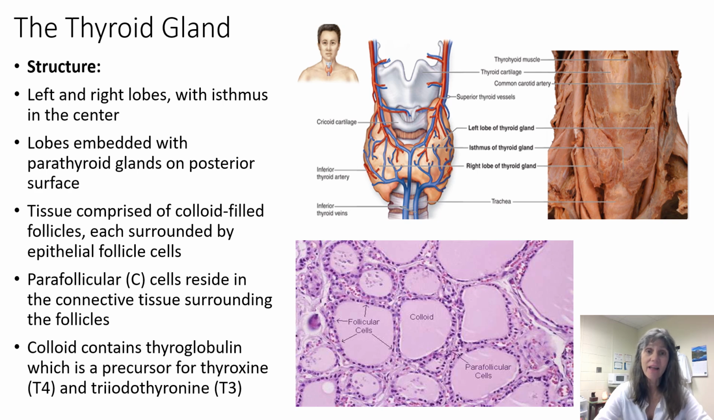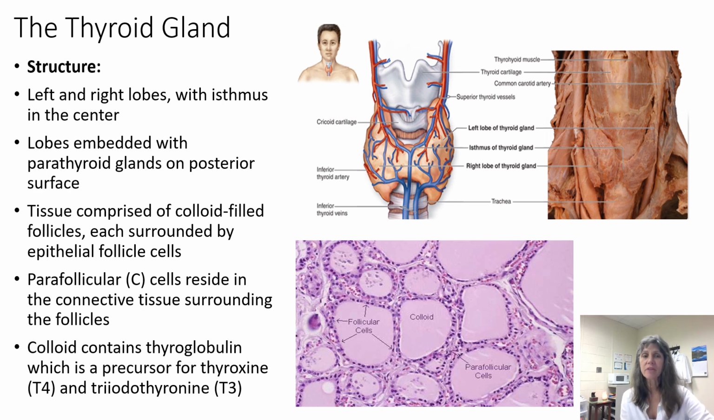Next, we're going to take a look at the thyroid gland, which is made up of two lobes. There's a right lobe and a left lobe that are connected in the center by an isthmus. And these lobes have parathyroid glands embedded on their posterior surface. The thyroid gland is made up of tissue that is comprised of follicles. Remember, a follicle is just a space where something is created, and the follicles contain colloid, and the follicles are surrounded by epithelial follicle cells.